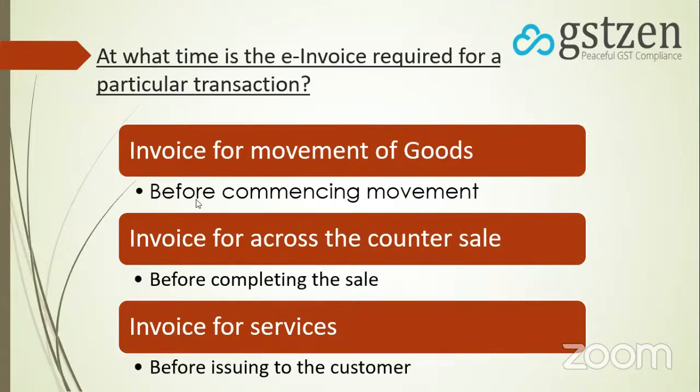Okay, let's move on to some of the frequent questions that are asked by users. At what time is the e-invoice required for a particular transaction? If you are moving goods, it has to be generated before commencing movement. Before commencing movement, you usually generate the e-way bill. When you are generating the e-way bill, the e-invoice has to be generated before generation of the e-way bill, or it can be done simultaneously with the e-way bill. If you are selling the goods across the counter, it has to be generated before completing the sales.